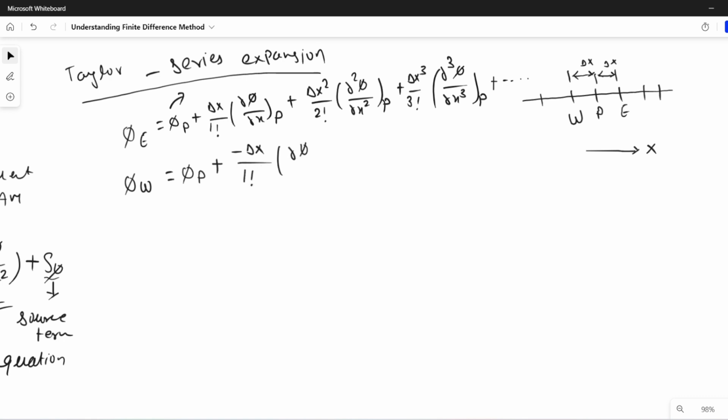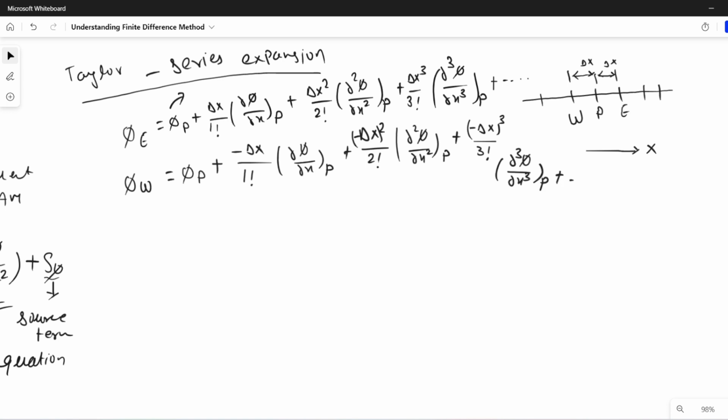This will be ∂φ/∂x at point P plus ∂²φ/∂x² at P multiplied by (minus Δx) squared divided by 2 factorial. Because it is squared, this will be converted to plus Δx squared, multiplied by ∂²φ/∂x² at point P, plus (minus Δx) cubed divided by 3 factorial, multiplied by ∂³φ/∂x³ at point P, plus so on and so forth.